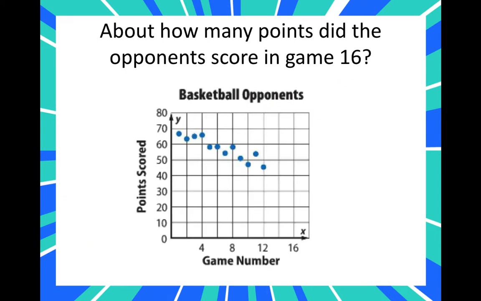All right, so let's look at this one. It says, about how many points did the opponent score in game 16? So I have basketball opponents, I have points scored, and the game number. Well, the question is asking me for game 16. So again, this is where I like to use my highlighter. We're looking at game 16. And so I know 16 is right here. So I'm going to follow that line up.